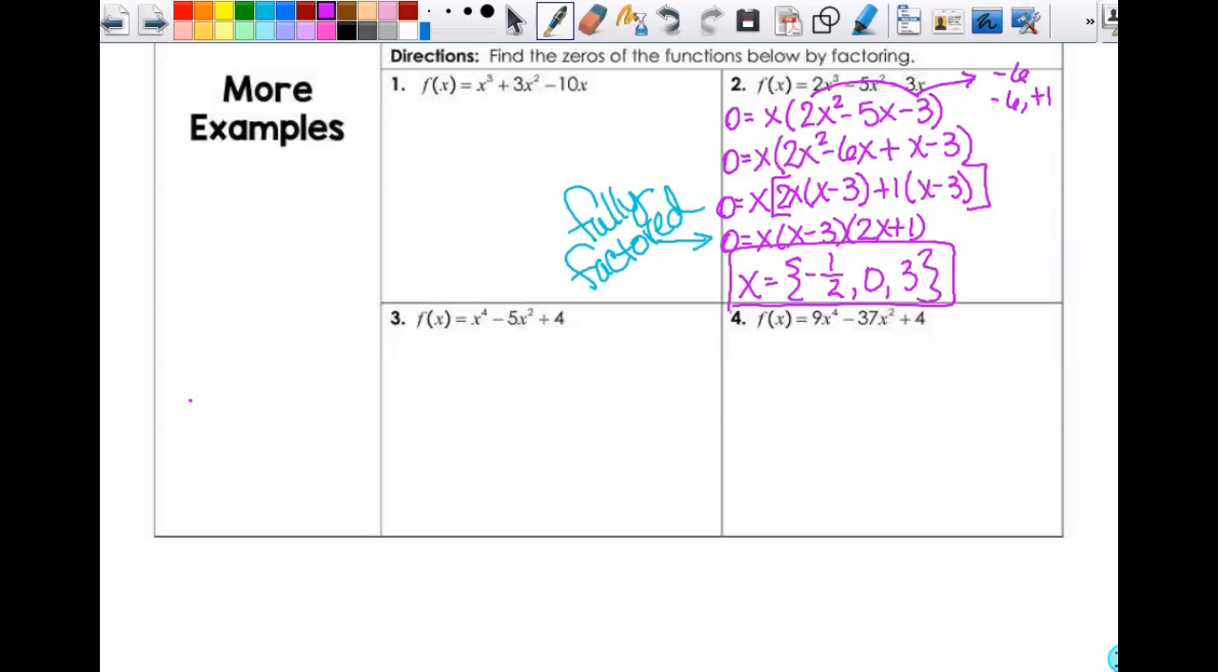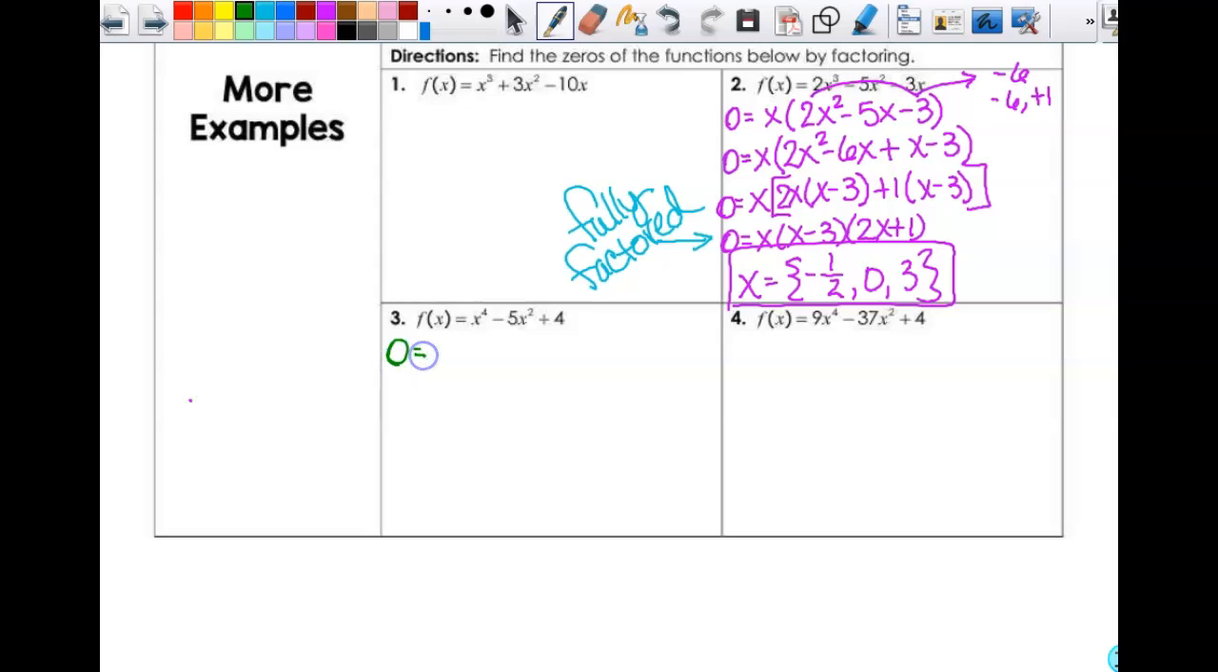Number 3, it's a quartic, right? It's a 4th degree polynomial. Second period, I said, all right, just y'all factor this. And of course, there were some people that just stared at it. These can't stump you anymore. Yes, this is a 4th degree, but there are 3 terms, and I can treat it like a quadratic. So we're going to do this one together, then y'all are going to do number 4.